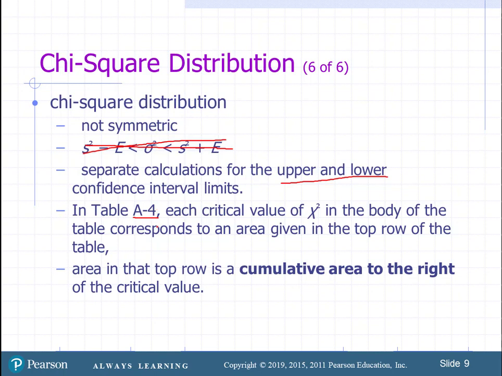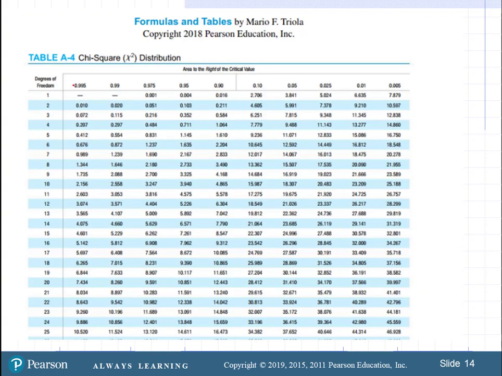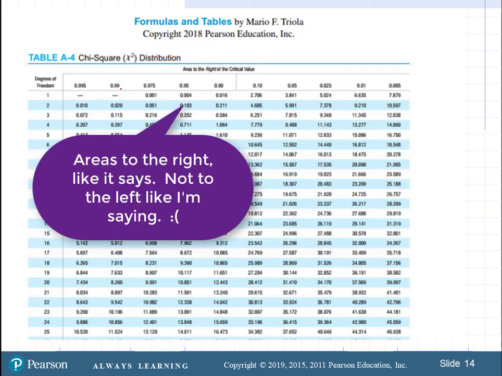Now, the thing about table A4, which we will look at in a moment, is the area at the top is the cumulative area to the right of the critical value. So we have the areas in the upper tail, to the right of the upper tail, on the left side of the table, and we have areas to the left of the lower tail on the right side of the table. And we'll talk about how to use this in just a bit.